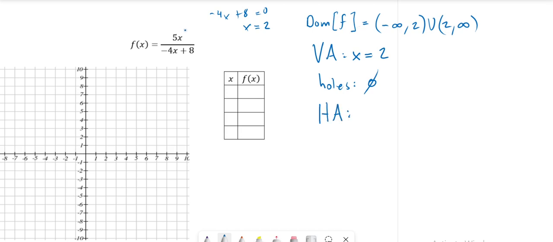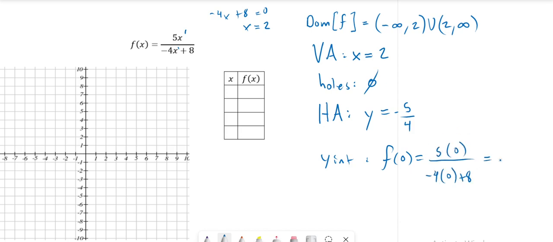The horizontal asymptote, will both of these match? So we're going to want a horizontal asymptote at the ratio of their coefficients, which is going to be 5 over minus 4, or negative 5/4, as you like it. Our y-intercept is going to be the value of f where x is equal to 0. Now, plugging that in, we find a numerator being equal to 0, which gives me 0. This is going to tell me something about the x-intercepts too.